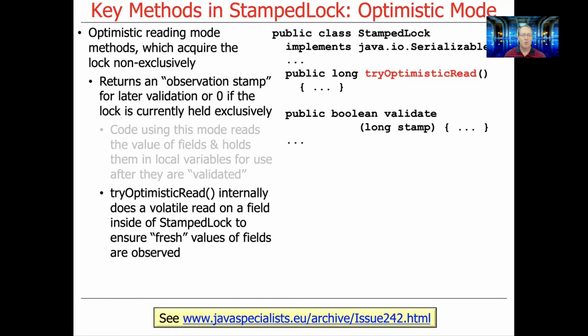Internally, tryOptimisticRead does a volatile read on a field inside of StampedLock to ensure that they're fresh values of the fields. So when we call tryOptimisticRead, it doesn't acquire a lock, but it does do a volatile read, which then goes ahead and updates the caches. Remember, you can have a multi-core processor with shared values that are cached in processor cores. And so when you do a tryOptimisticRead, you're going to end up getting the fresh value of any fields you read. But as we'll see, those may not be fresh for long.